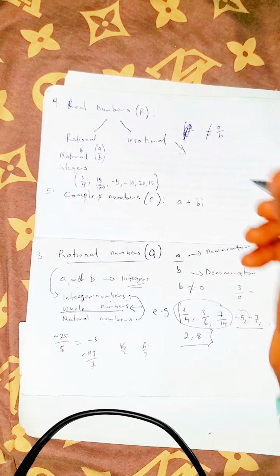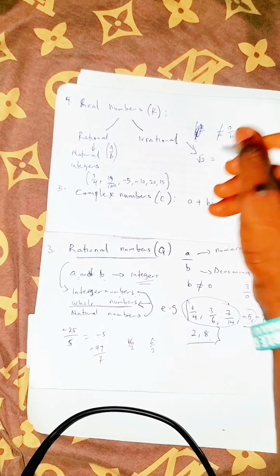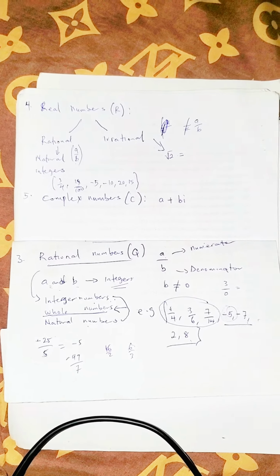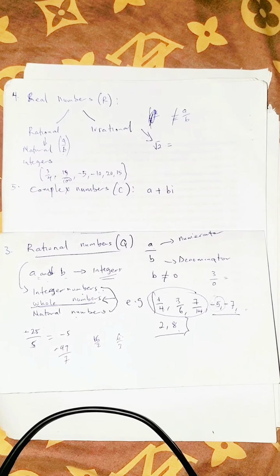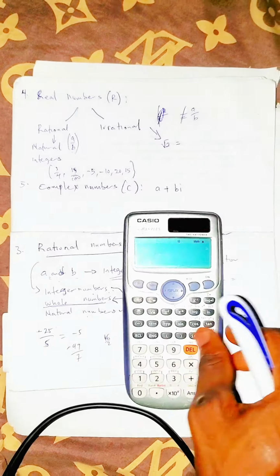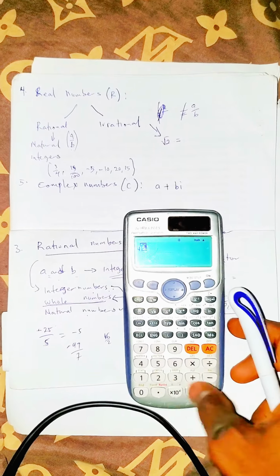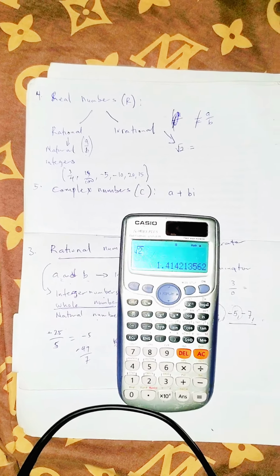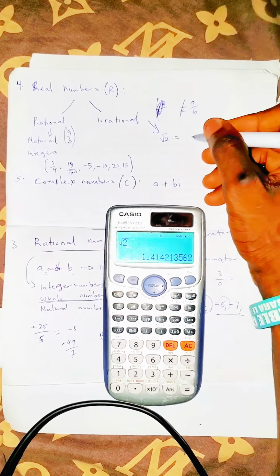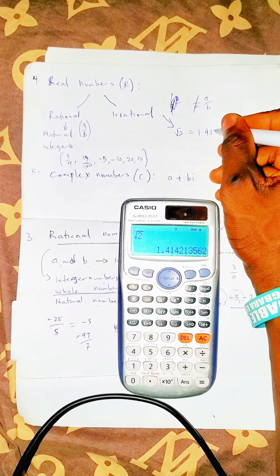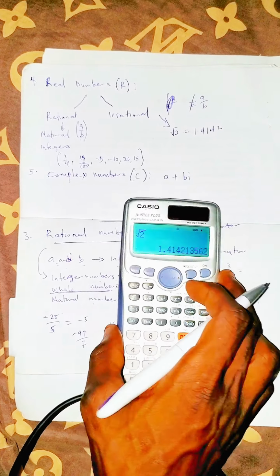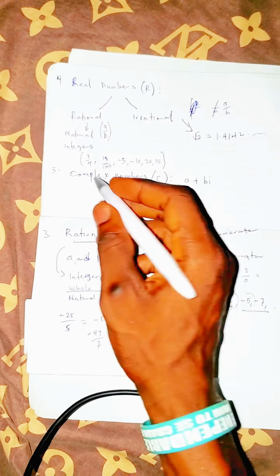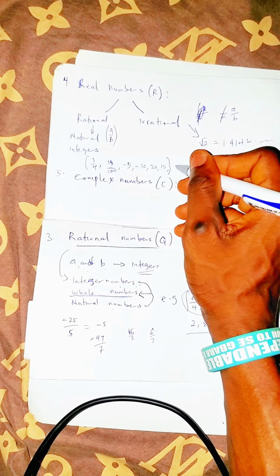In what sense? If you have the example of root 2, root 2 cannot give you a rational number. It's not rational, because root 2 on the calculator will not give you a rational number, that is a numerator over a denominator. Root 2 is 1.4142 etc.